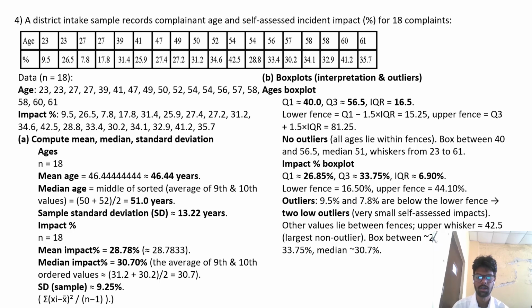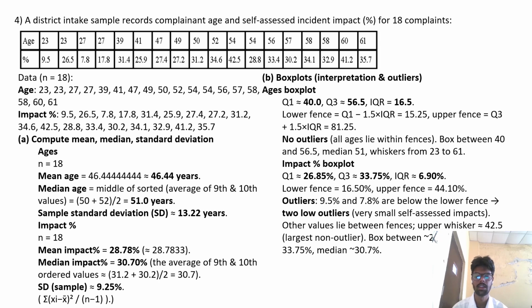Part B: plot the box plot, interpretation, outliers. The age plot has Q1 40, Q3 56.5, and IQR 16.5. Lower fence, Q1 minus 1.5 times IQR, gives us 15.25, and the upper fence will be 81.25. No outlier, as all the values lie within the fences. Box between 40 and 56.5, median 51, and whiskers from 23 to 61.